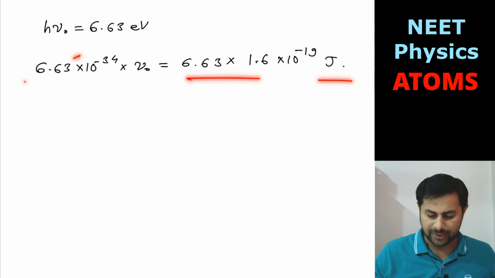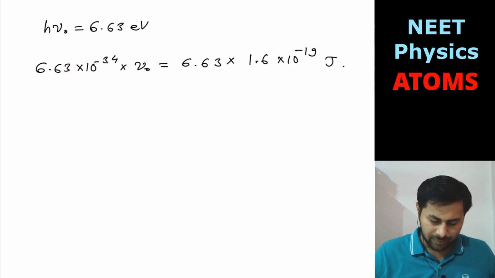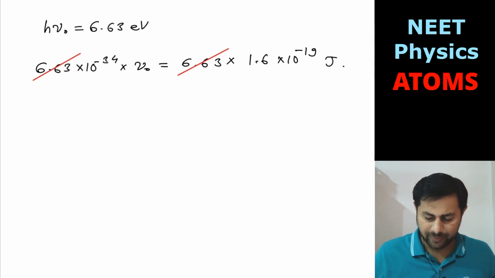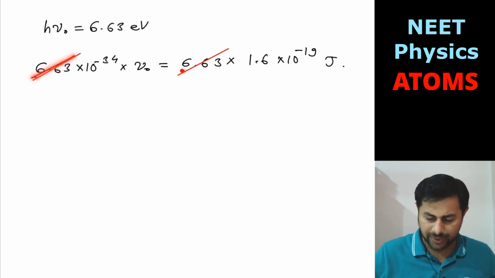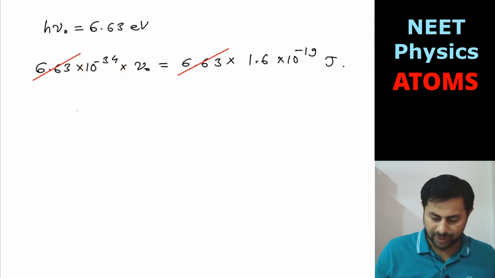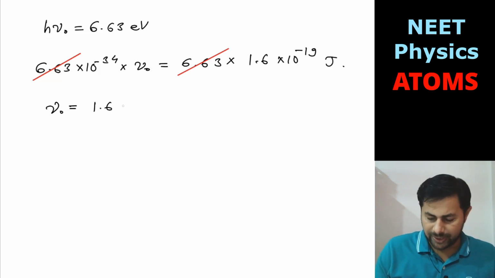So then this thing gets cancelled out. Okay, this is 6.64, but roughly we can write it as 6.63. So then this thing gets cancelled out, right? And take this 10 raised to minus 34 on that side, so it becomes 10 raised to plus 34. So we get nu naught therefore is equal to 1.6 multiplied by 10 raised to plus 34 minus 19.